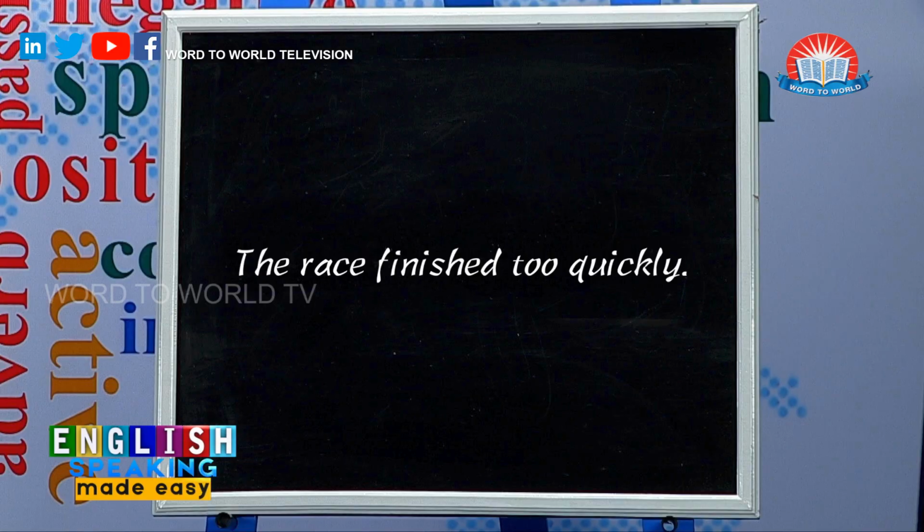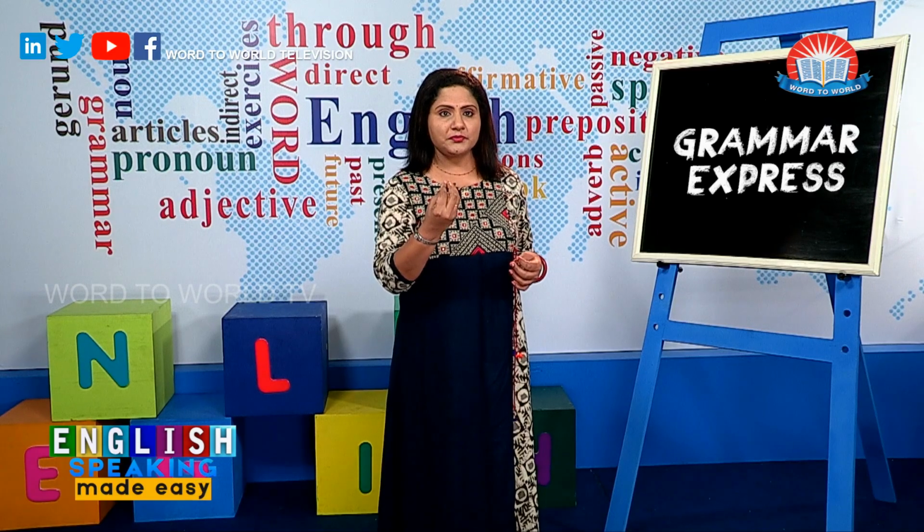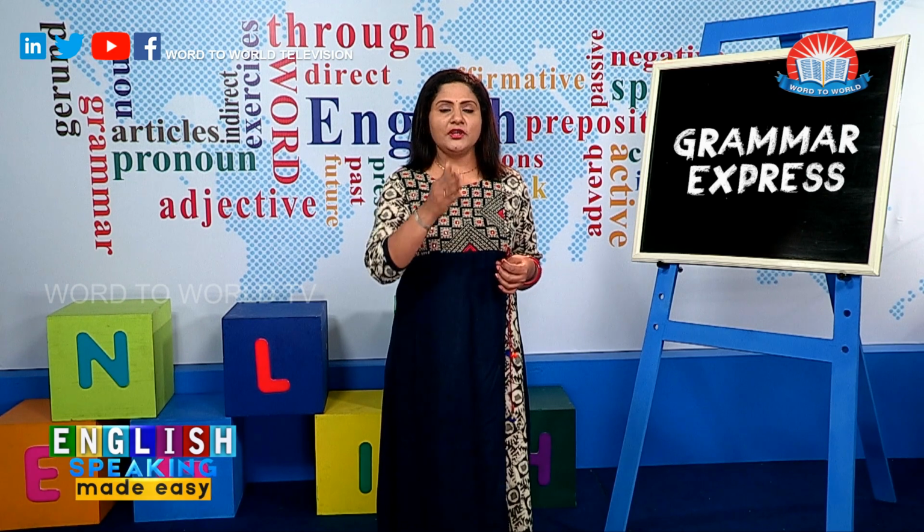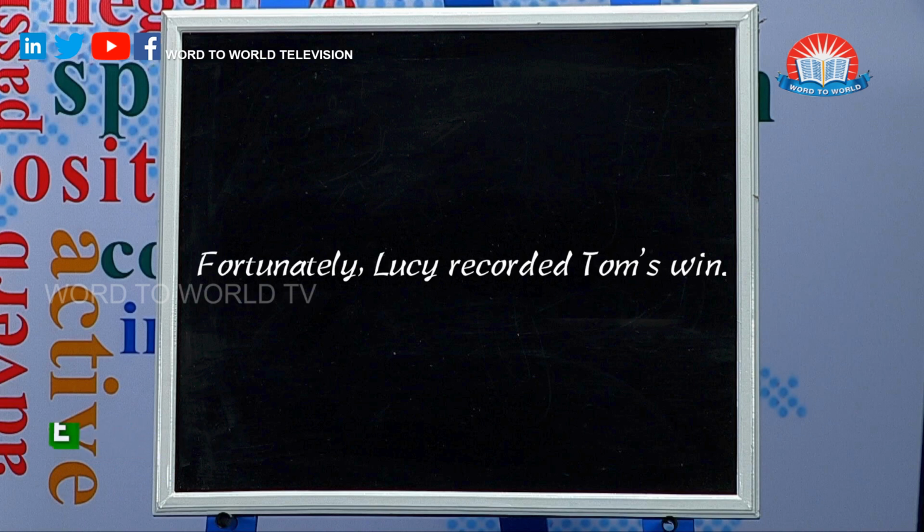The third one, the race finished too quickly. When you say a sentence, the race finished too quickly, the word quickly is an adverb which has been modified by the word too. Okay, too quickly. There is another adverb added to modify the word quickly. So, here you see an adverb is modifying another adverb. And finally, fortunately, Lucy recorded Tom's win. So, here the adverb fortunately has modified the entire sentence. So, you see how many functions an adverb can actually do within a sentence. And now, it is kind of easy to identify adverbs in these sentences.